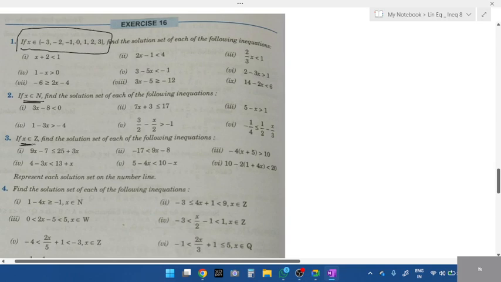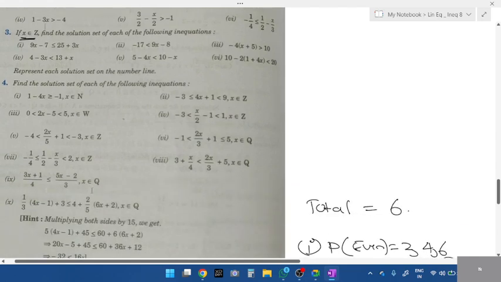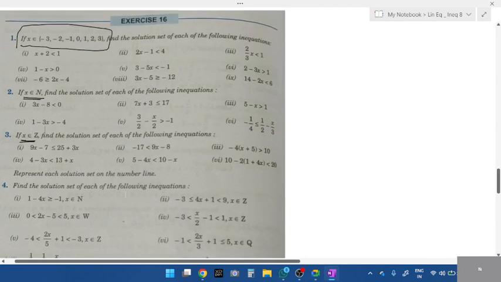Third question, X belongs to integer. This is what I explained: natural number, integer. Whole number is not given. Instead of that, they've given Q. Okay, I'll explain what Q is.